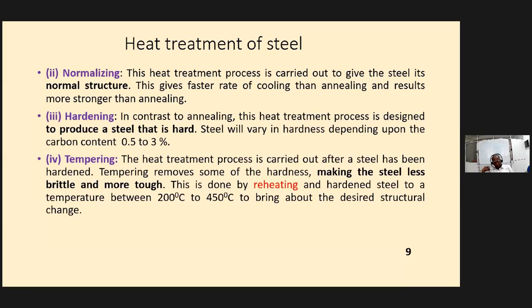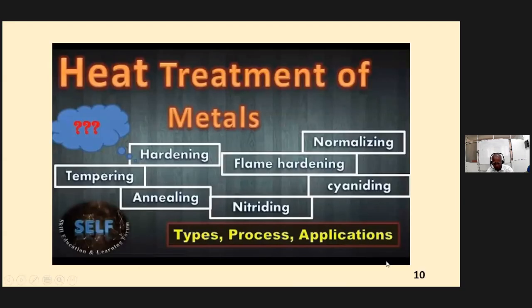Then tempering. Tempering actually means intermittent heating or reheating. That's the meaning of tempering. So we are adding more hardness to the steel. Normalizing gives hardness, hardening gives more hardening, then tempering gives additional hardening. So hardness is going up. Heat treatment of metal.